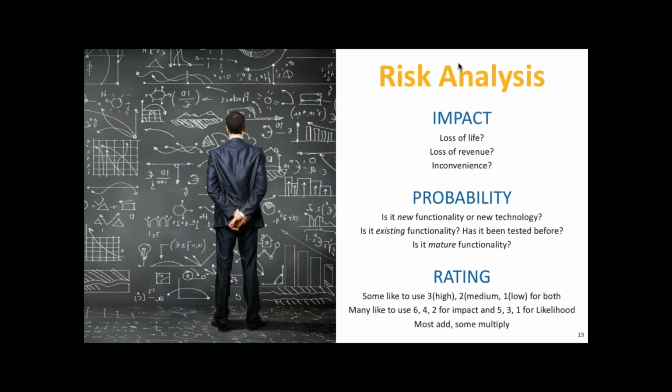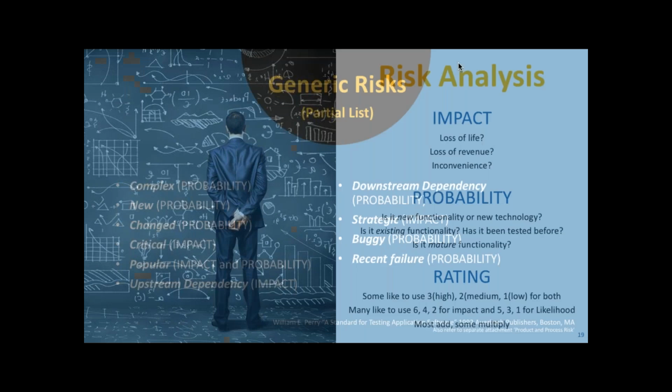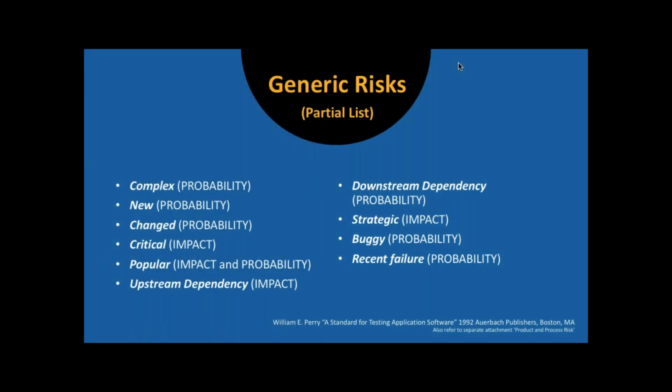When it comes to ratings, you can decide, we're just going to keep it simple and use the numbers 1, 2, 3. 1 for low, 2 for medium, 3 for high. And I've been in organizations where they use scores of 6, 4, 2 for impact and 5, 3, 1 for likelihood, just to give it a little bit more weight. And I've been in organizations where they will come up with the ratings for impact and probability, and then either add the two to come up with the final risk score, or they multiply. And there are definitely advantages, which I'll talk about shortly, in multiplying.